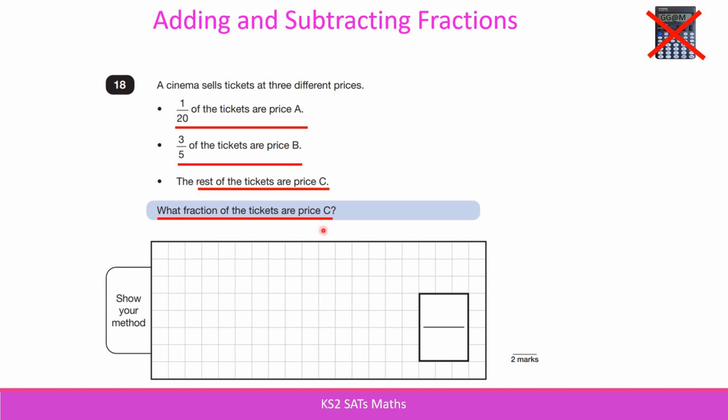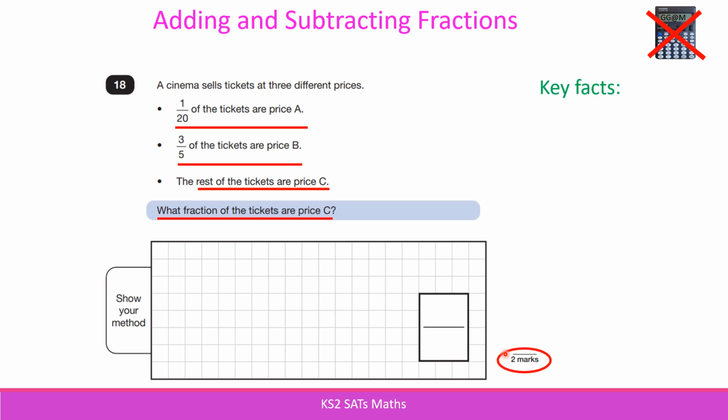It says you must show your method, which means in this box here you must write down all your working, and then you write your final answer, which will be a fraction in this box. So your numerator will go above the line and your denominator will go below the line. This will be worth 2 marks in the exam.